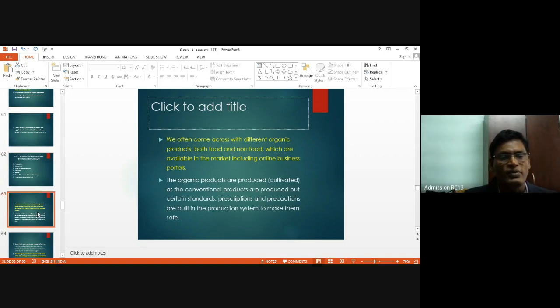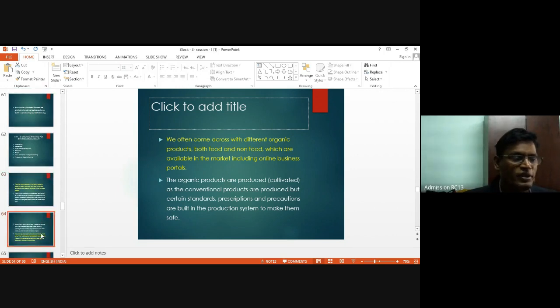We often come across different organic products, both food and non-food, which are available in the market, including online business portals. The organic products are produced and cultivated as conventional products are produced, but certain standards are maintained in organic products. They are usually considered high quality, and cost-wise also high. Prescriptions and precautions are built into the production system to make them safe, because organic products are considered safe compared to other products.